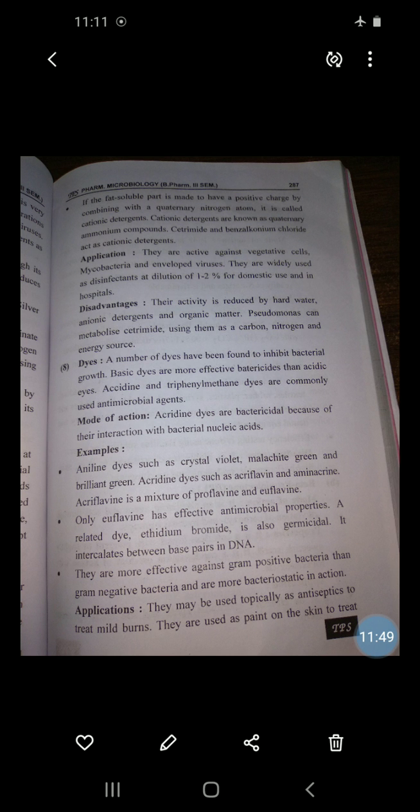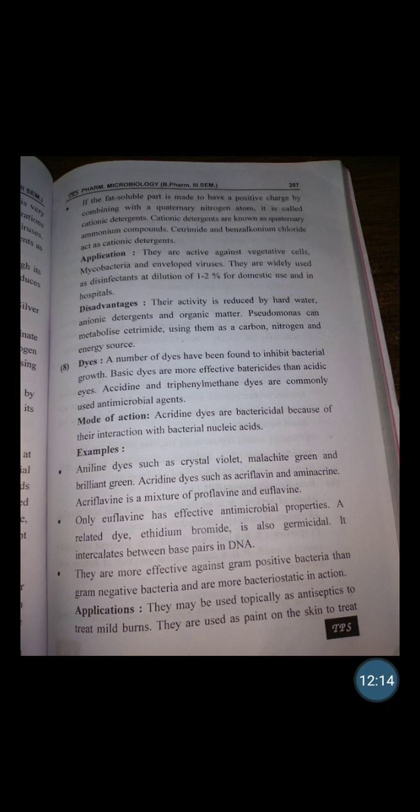Mode of action of these dyes: the acridine dyes are bactericidal because of their interaction with bacterial nucleic acid. Examples of dyes: the aniline dyes such as crystal violet, malachite green and brilliant green; the acridine dyes such as acriflavine and aminacrine. Acriflavine is a mixture of what? Proflavin and euflavin.